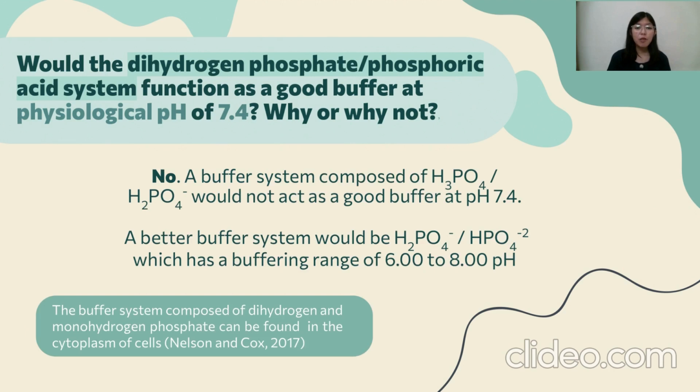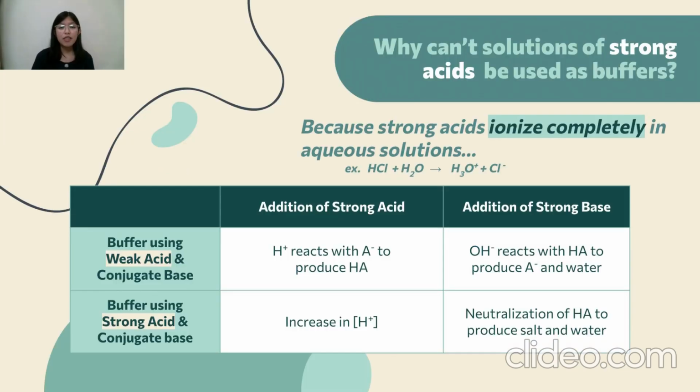Since pH 7.4 is not within its effective buffering range, we can conclude that no, dihydrogen phosphate phosphoric acid system would not function as a good buffer at a physiological pH of 7.4. Instead, a better buffer system would be monohydrogen phosphate and dihydrogen phosphate, which has a buffer range of pH 6 to pH 8, since the pKa value as seen earlier is 7. This system is also commonly found in the cytoplasm of cells. For the second question, why can't solutions of strong acids be used as buffers?